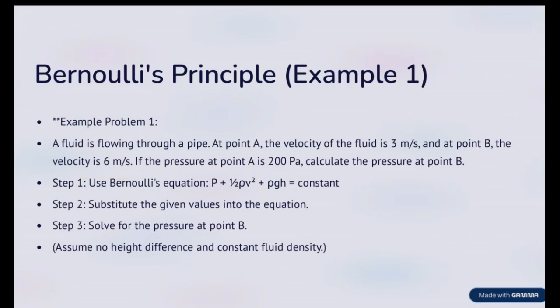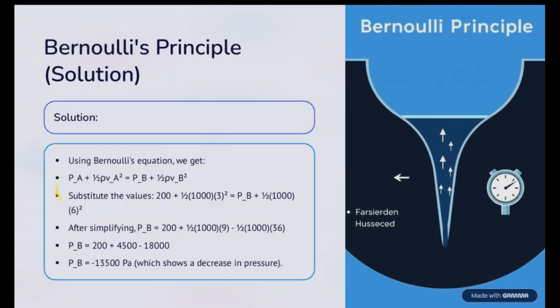So we can apply the formula now. We can see on the formula, we can put in our PA, and put in our VA. We cannot put in our PB because we don't know PB, that's what we're looking for. Then the VB, we also know that VB they gave us in the question as 6 meters per second.